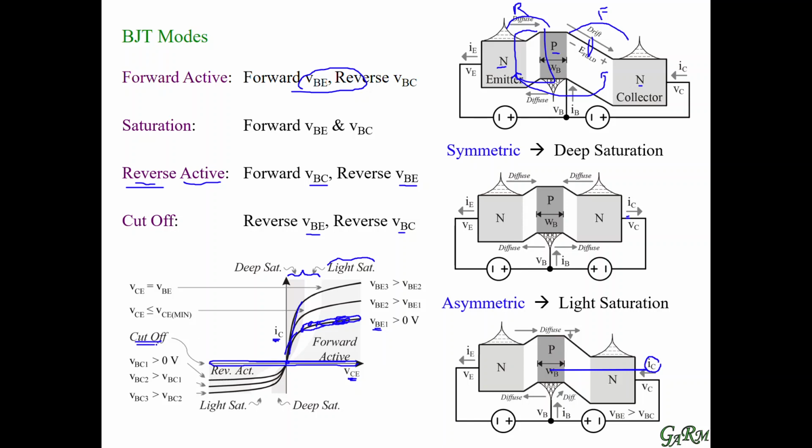And now we can operate in reverse active mode. In reverse active mode, we flip the device, and now current goes in the negative direction. That's why we have the collector current here now going in the negative direction with respect to our original definition.